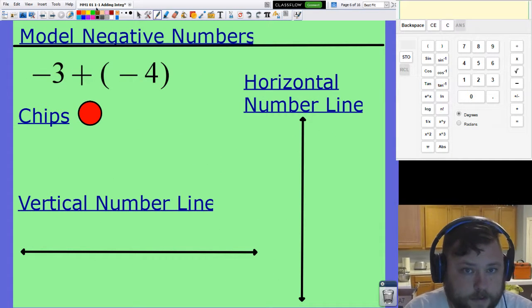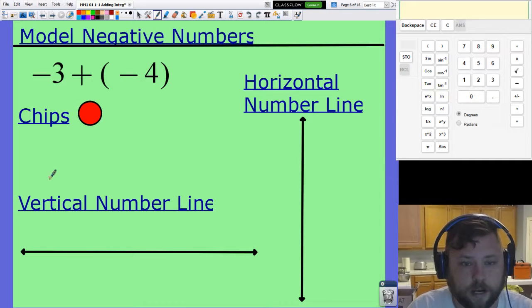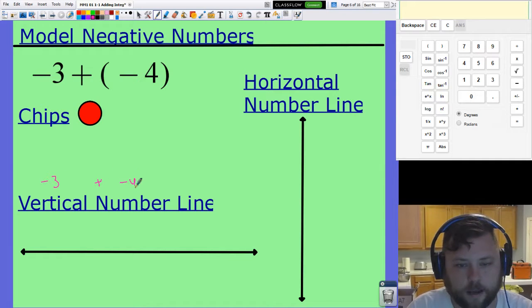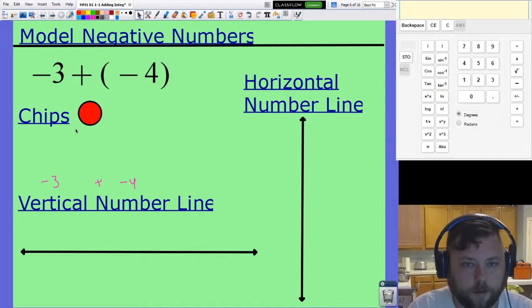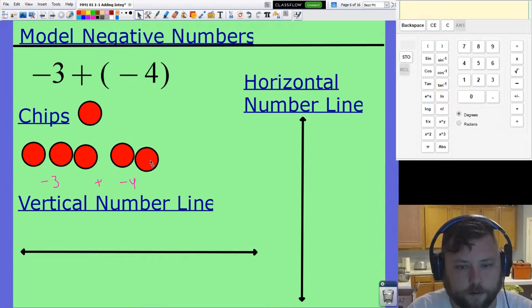Now, what if it's negative numbers? Since they're both negative numbers, it works very similarly, but instead of having positive chips, I'm going to have negative chips. So we're going to represent negatives as red. So to do negative 3 plus negative 4, when you say plus, you're going to add them together. So for negative 3, I'm going to pull out 3 negative chips. And we're going to pull out 4 negative chips over here.